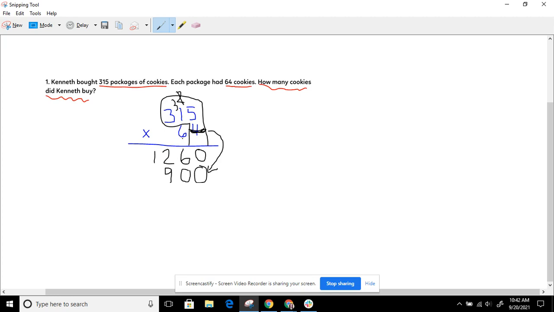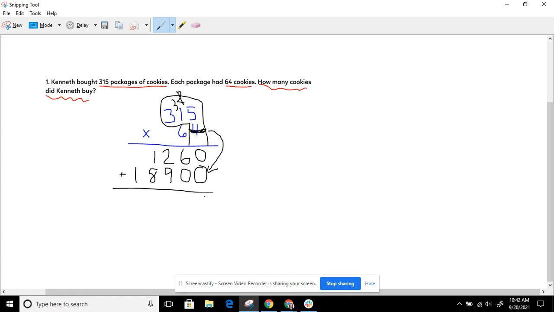And now I do my hundred spot. So 6 times 3 is 18. It's going to be important that you line up your digits correctly so that when you do your addition, you add correctly. So now I've got my second answer from doing my 6 times 5, my 6 times 1, and my 6 times 3. And now we're going to add the two numbers together.